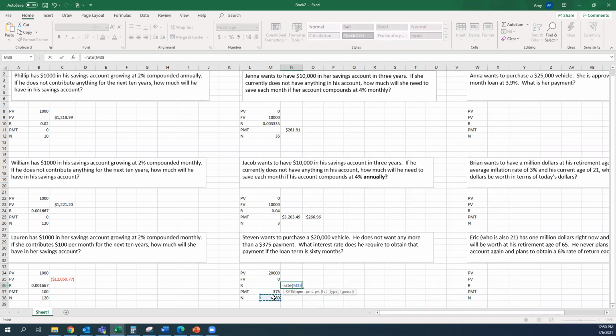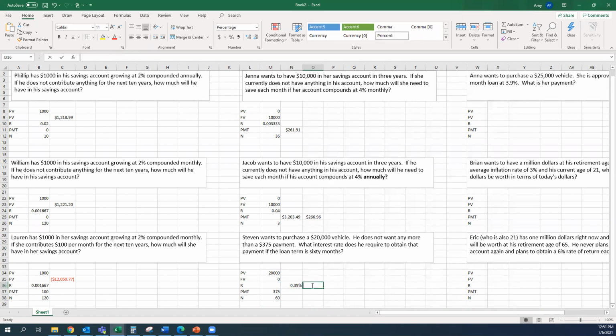Your NPER is 60. Your payment is $375. Your present value is $20,000, and your future value is 0. Oh, I did something wrong. There we go. Make sure you have your absolute value of the present value. Now remember, this is a monthly rate. So we need to take this rate and multiply it by 12 months to get our annual rate of 4.73.